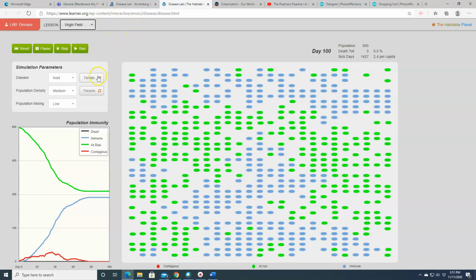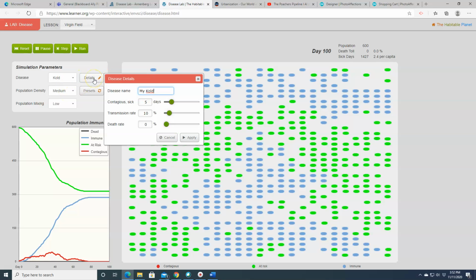And for each of these diseases, we have different types of parameters that we can change. What we want to know is what the impact of things like population size, population density, and population mixing is on how a disease spreads. In this particular lesson, you can click on details here if you want to know more, but we're going to leave these parameters set.